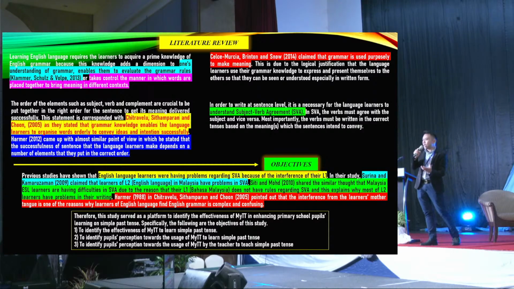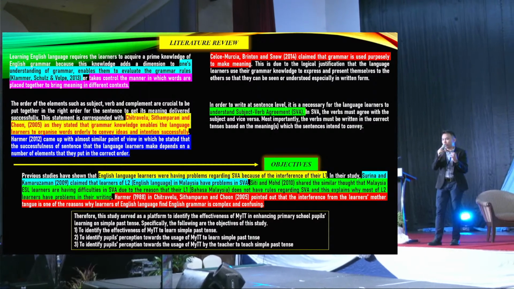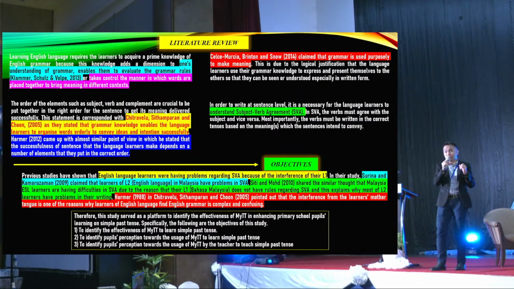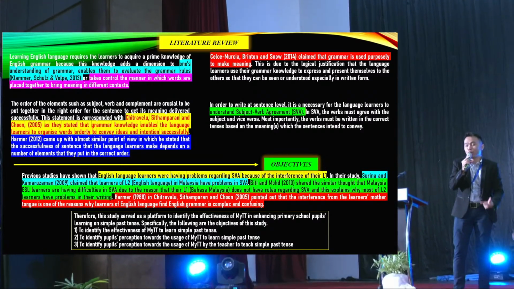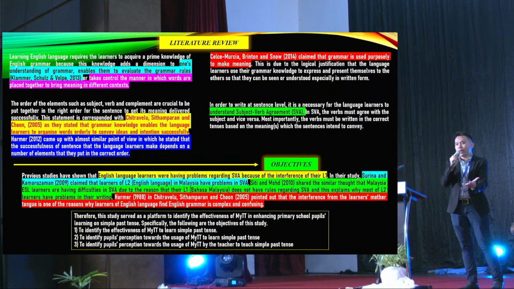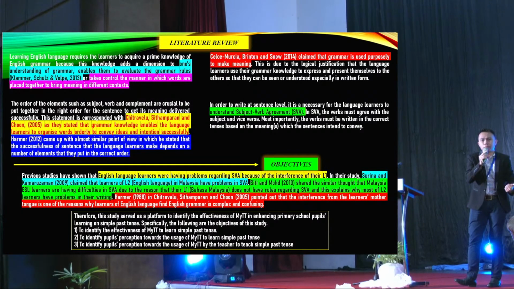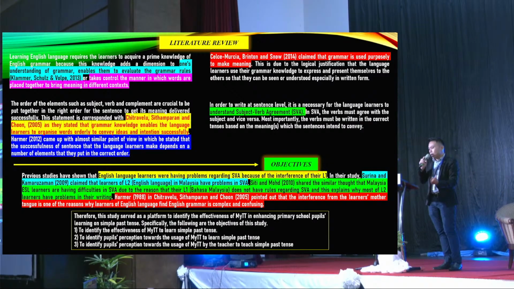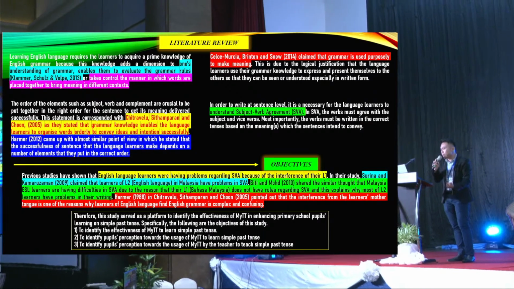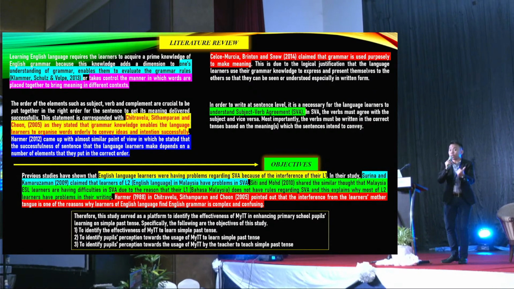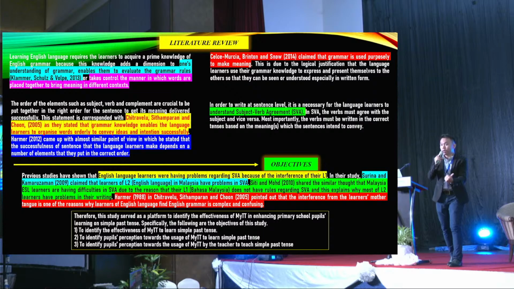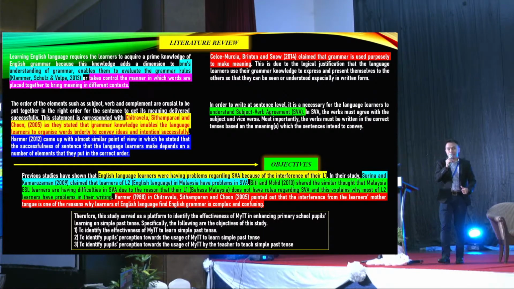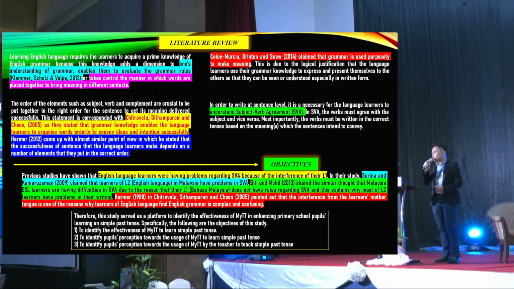Our kids, although they are still in primary school, they have to know the structure of the sentence, which we call the grammar. We have the subject, we have the pronoun, we have the verb, we have the complement, or in short, we call it SVA, subject-verb agreement. Next, we look at Chitravelu and Chun. They said that grammar knowledge enables the language learners to organize words. Again, it goes to the structure, and grammar cannot go away when we are learning English, including our young learners in primary school. Then next we look at Marcia, Brinton, and Snow 2014.